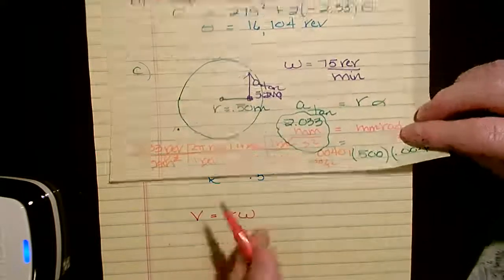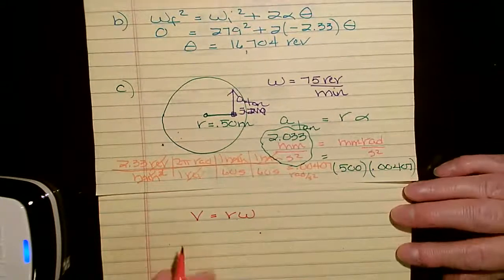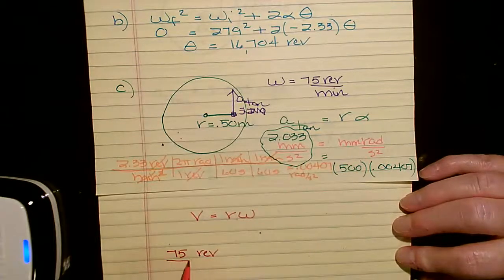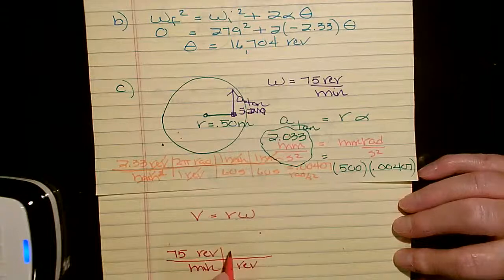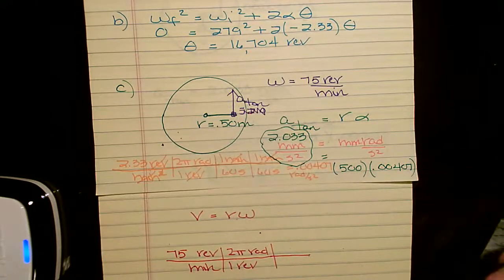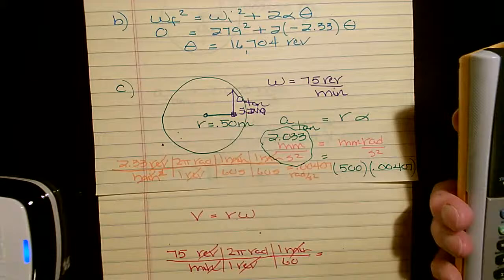Except when I do V equals RW, this W has to be in radians per second. So I'm going to pause for a second and take 75 revs per minute. And I'm going to convert this into radians per second. 1 rev is 2 pi radians. Why I kind of like this problem is it really makes you think about what are the units that things are supposed to be in and what are those relationships. 1 minute is 60 seconds. Cancel, cancel.